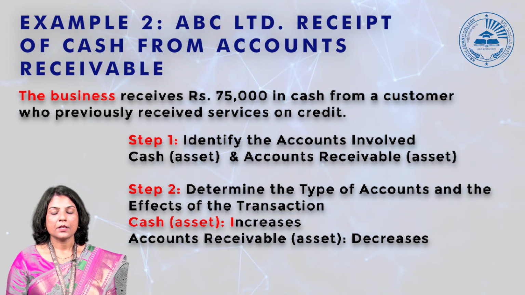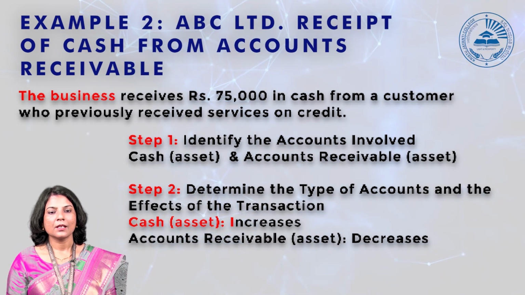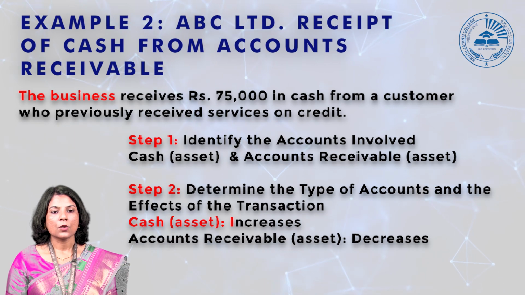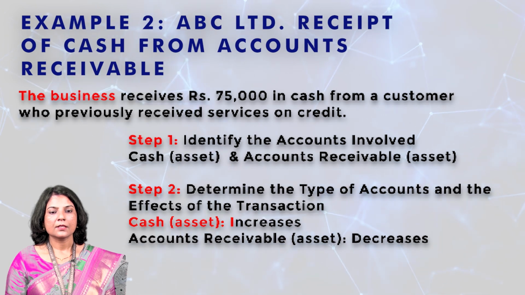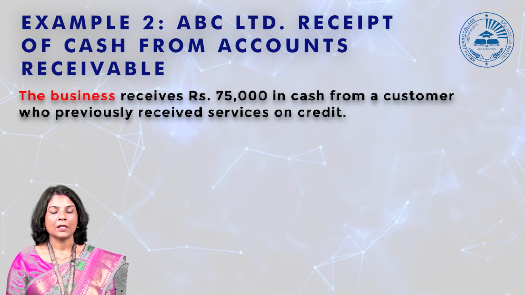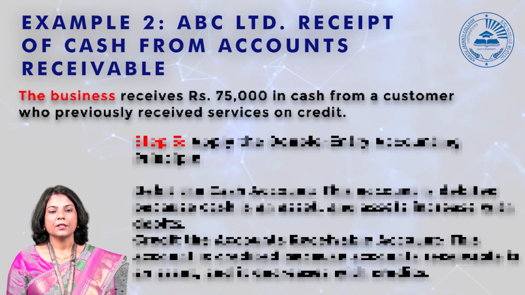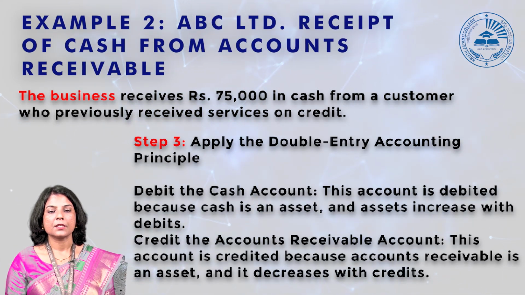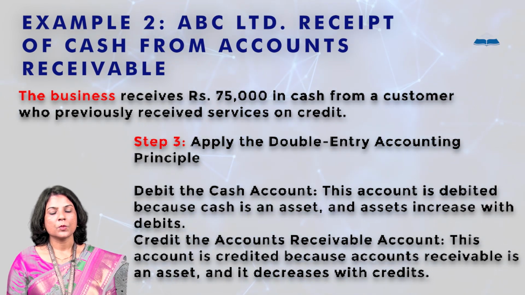So now we will look into the effect of the transactions. Two accounts are there, cash account and the accounts receivable account. In cash account, there is an increase in value, the company is getting rupees 75,000. So cash account has increased, and there is a decrease in accounts receivable of the same amount, 75,000. So there is a decrease in the accounts receivable account. So now apply the double entry accounting principles.